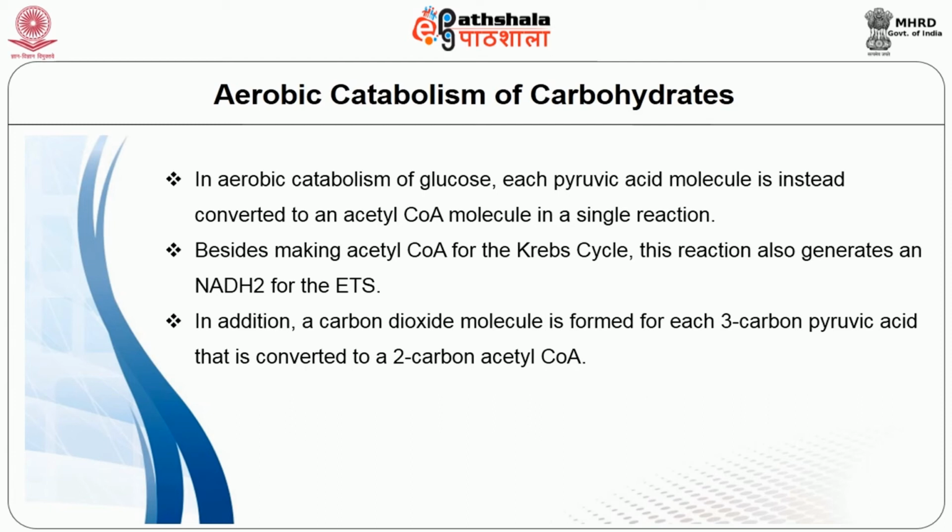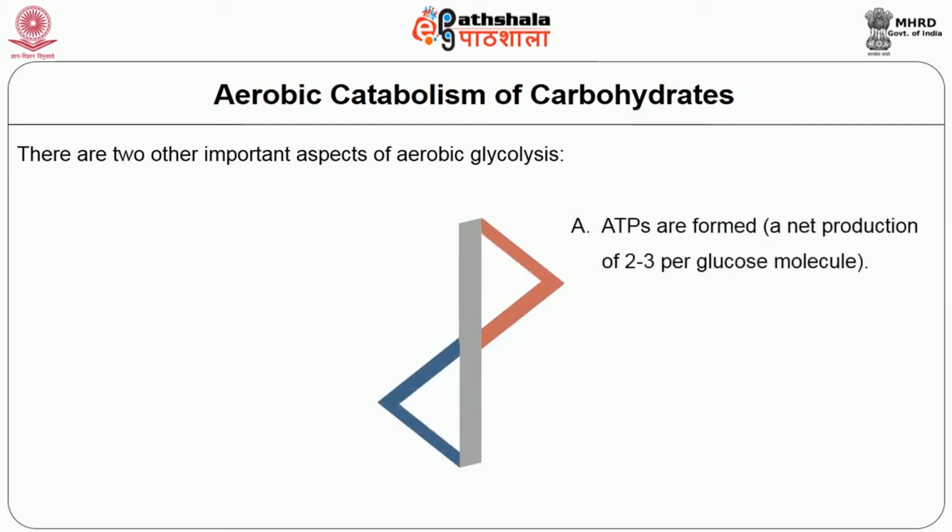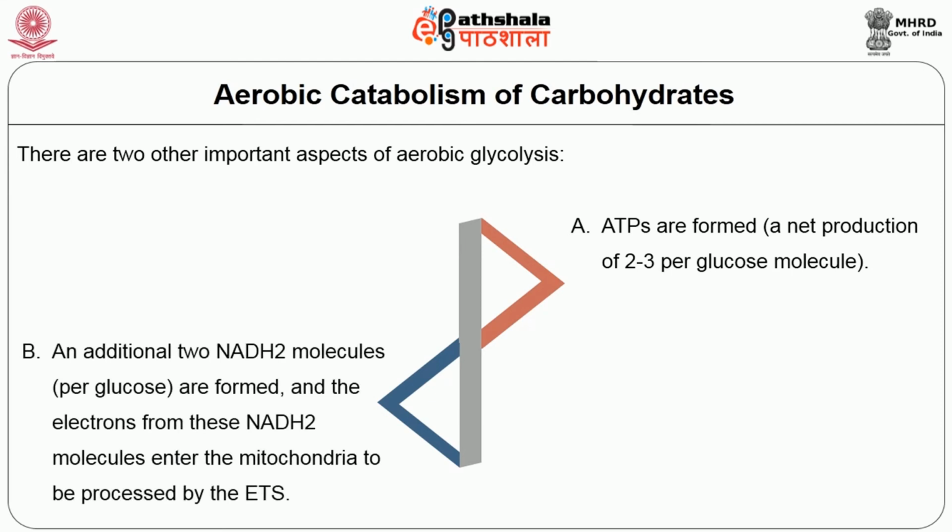There are two important aspects of aerobic glycolysis. In certain reactions of the pathway, ATP is formed, a net production of 2 to 3 per glucose molecule. Secondly, an additional 2 NADH2 molecules are formed, and the electrons from these NADH2 molecules enter the mitochondria to be processed by the ETS system.